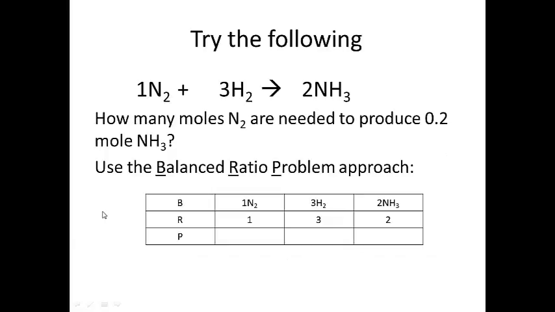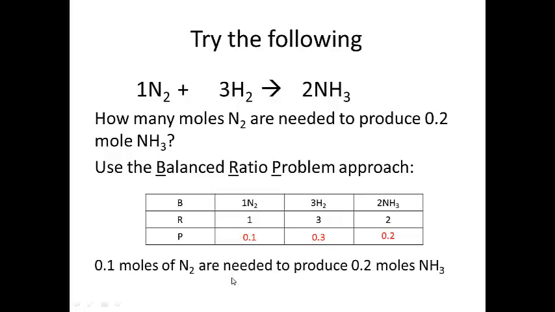What if we needed to do a different amount? Let's use the balanced ratio problem approach again. So instead of reactant, we want to produce 0.2 moles of NH3. Now to keep everything the same ratio, well, you might notice that 0.2 is 1/10 of 2, so it's going to be 1/10 of the other ratios as well. So I need 0.1 moles of nitrogen needed to produce 0.2 moles of ammonia.